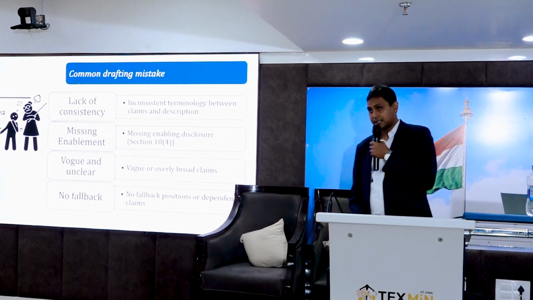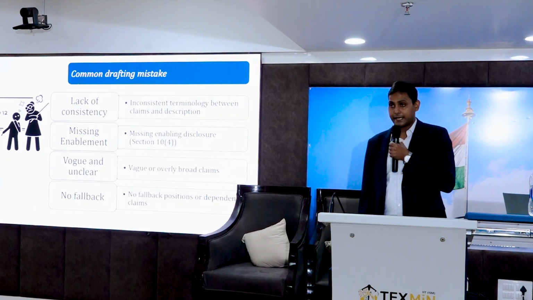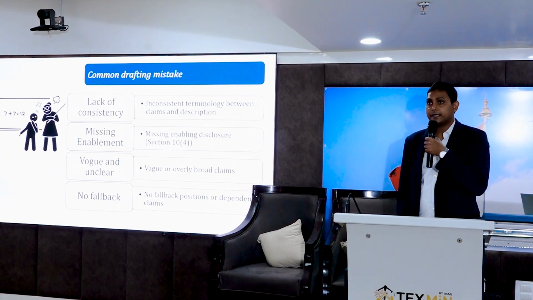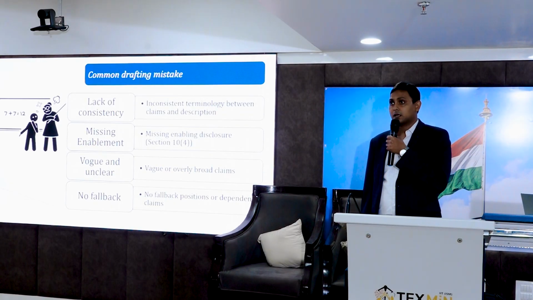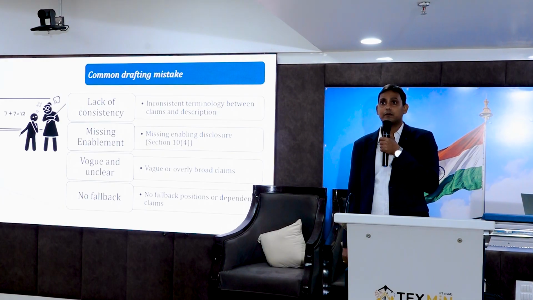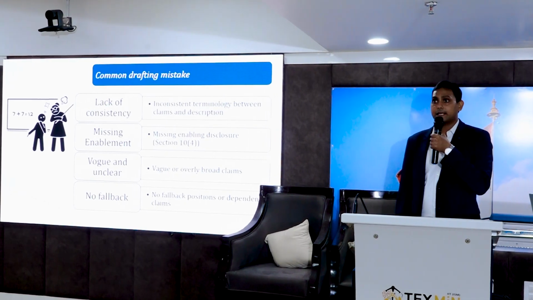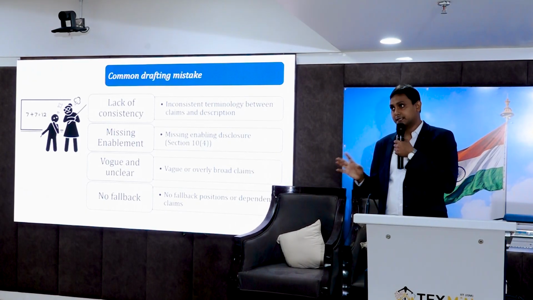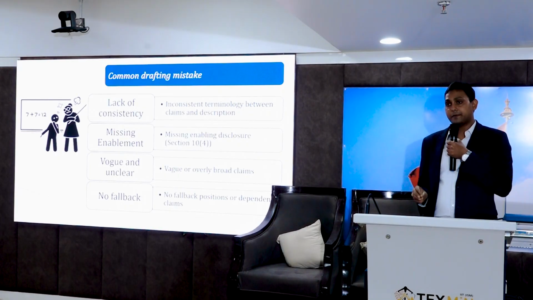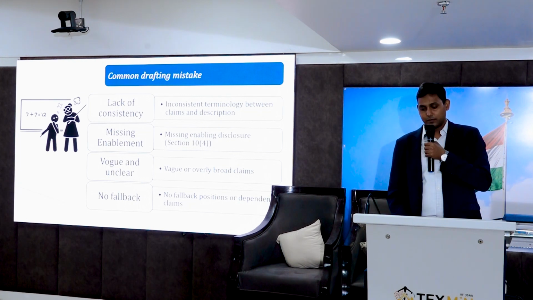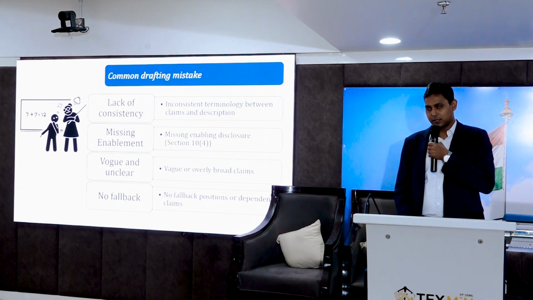And then missing enablement. So obviously, as we have discussed under section 10.4, the enablement requirement is a must. Whenever you are writing any claim, each and every component should be described, and the whole invention should enable a person skilled in the art, obviously other than you, who reads your invention, to understand the invention. So the enablement is a must, otherwise we will get the objection under section 10.4.